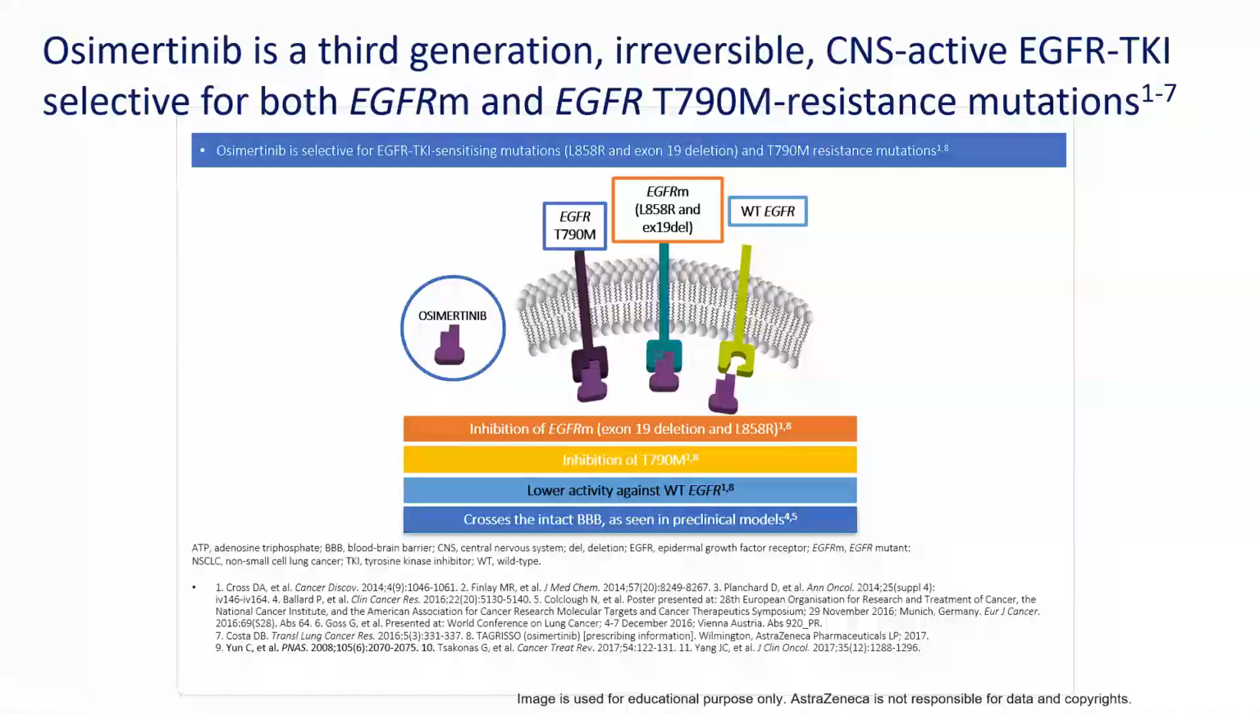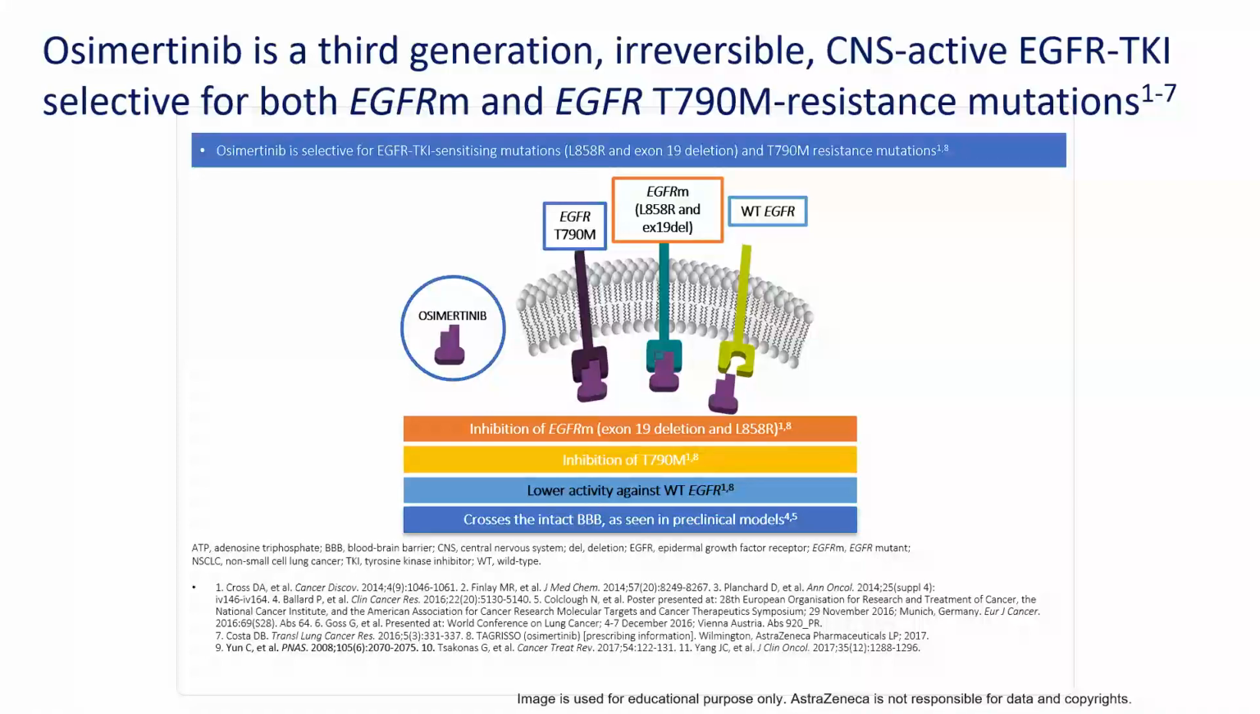Osimertinib is a third generation irreversible CNS active EGFR TKI. It's selective for both EGFR mutation and the EGFR T790M resistance mutation. As the generations of drugs go on, the selectivity and specificity do increase. Osimertinib is more potent and able to percolate through the CNS barrier, so it's the most potent TKI out of all.